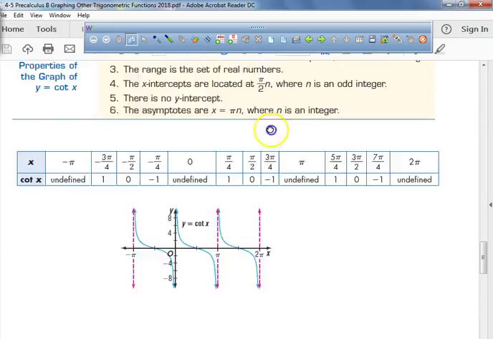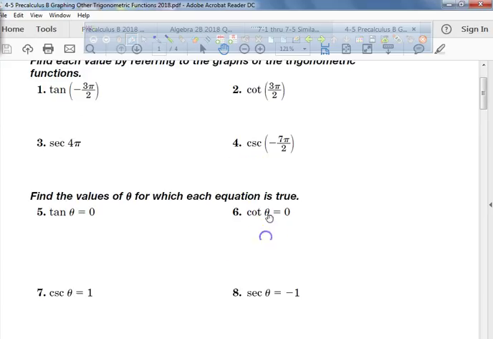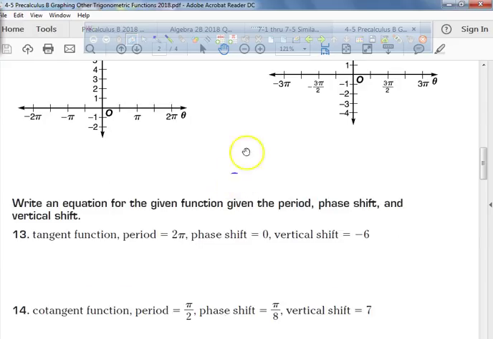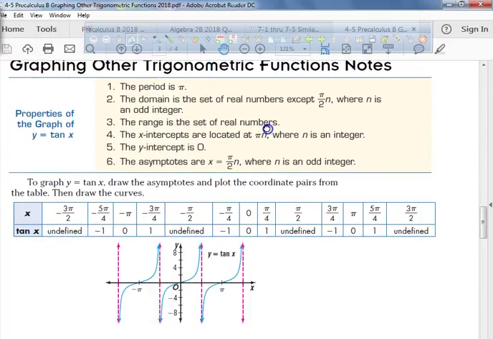Okay, I'm going to do one more real quick. I'm going to look at this one. It says, find the values of theta for which each equation is true. So right now, I'm going to look at the tangent of theta equaling 0. So I'm going down to my tangent graph. So here we go. This right here, I'm going to stop.